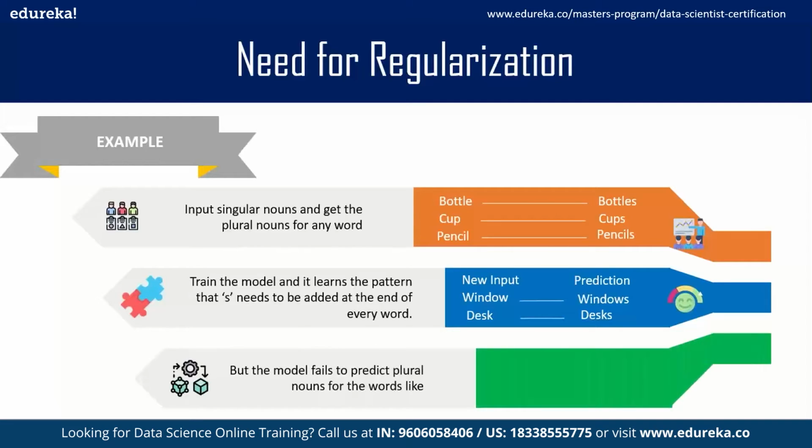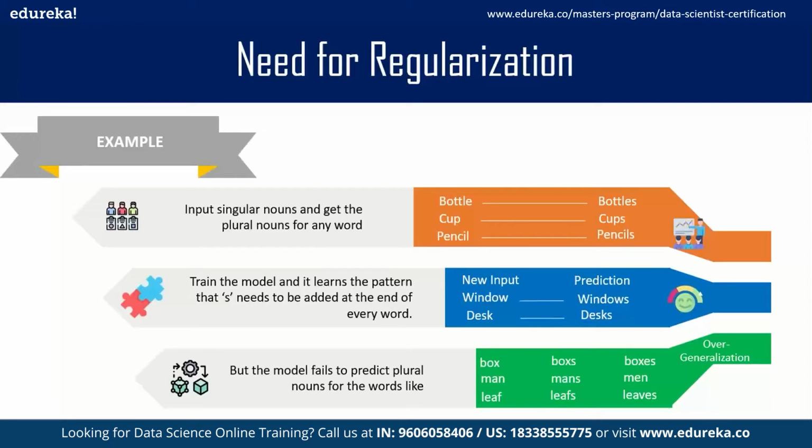The model fails to predict the plural nouns for words like box. The model predicts boxs, but we know that the plural noun for box is boxes, right? Similarly, for man, the model predicts mans, but it is men. We know the actual plural noun of man. And similarly, for leaf, the model predicts leafs, but the plural form is leaves. Machines also fall into the same trap if we are not careful, and this is overgeneralization.